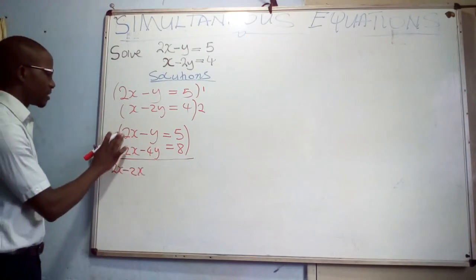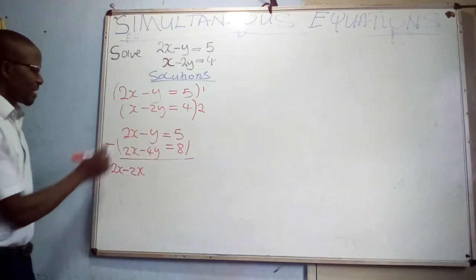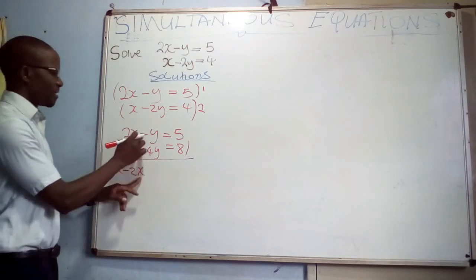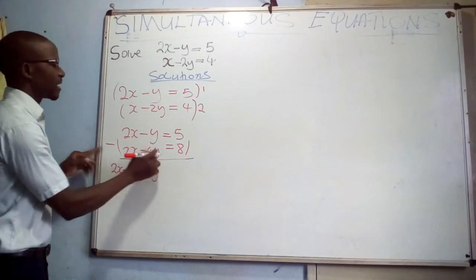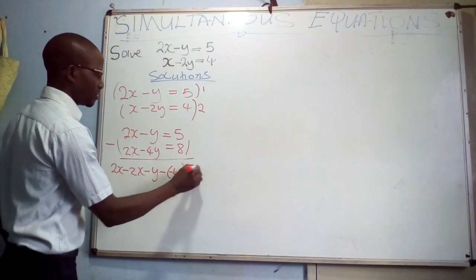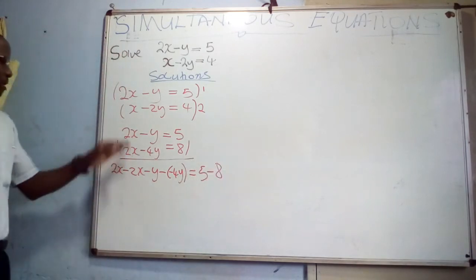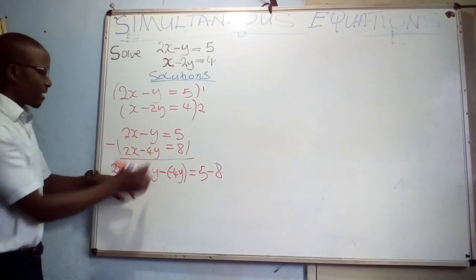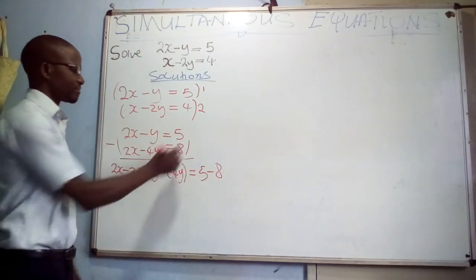Please, let it be like this, so that it does not look like we are multiplying. Okay, 2x minus 2x, we get to that point. Then negative y minus negative 4y equals 5 minus 8, like that. 2x minus 2x is what we have here. Negative y minus negative 4y is what we have here. 5 minus 8 is what we have in this position.